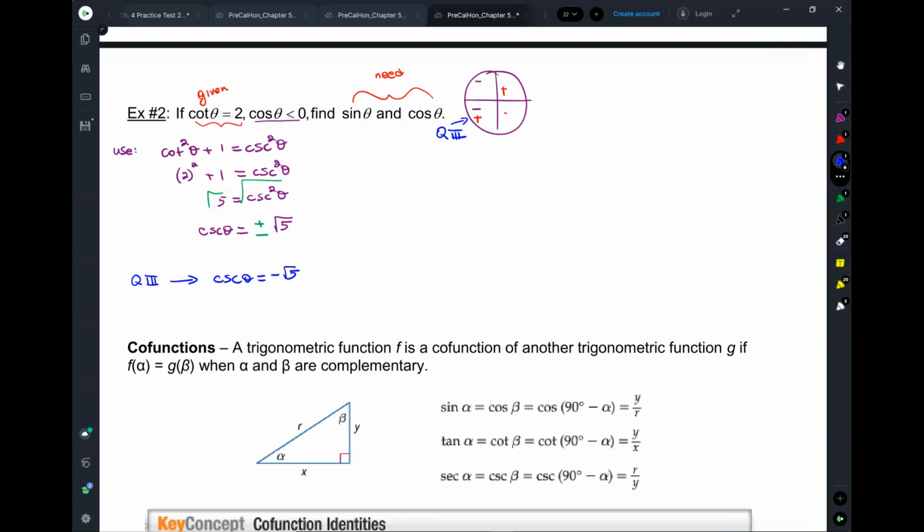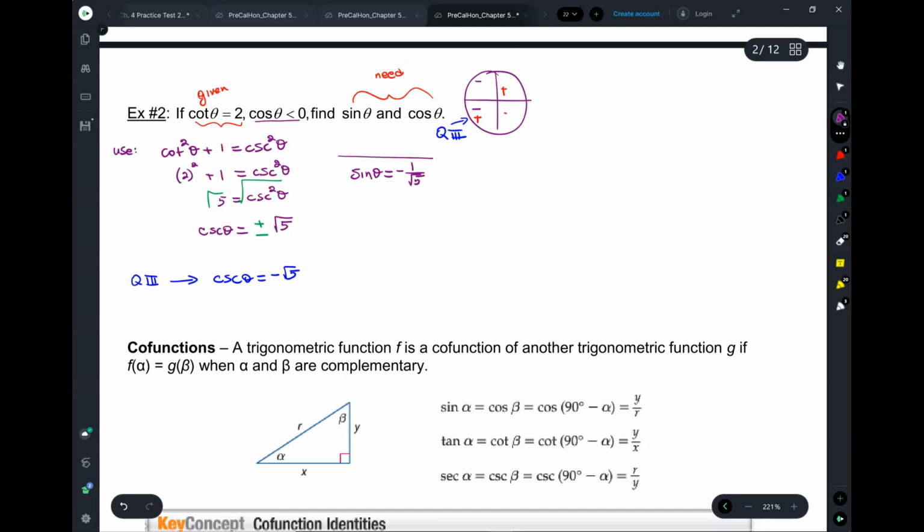We didn't even need cosecant. What did we need? But can it be positive though too? No. Oh, because for sine. Yep. Sine, cosecant has to be negative in that quadrant. Okay? Right. Now, so we found cosecant, which means sine of theta is what? Negative 1 over root 5. So that's one of the things we found.